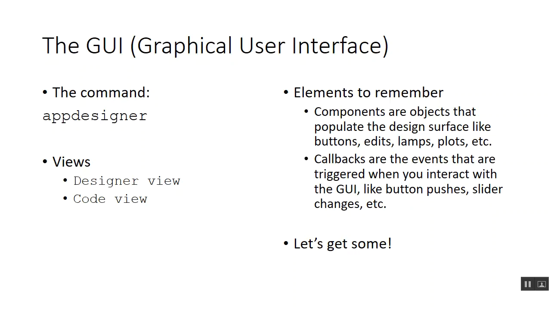So the things to remember, elements that we want to talk about for the App Designer, is first of all components. Components are objects that populate the design surface, like buttons and edits and sliders and plots and things like that. Components are like an element that you could interact with. A callback is an event that happens in response to what a user might do with a component. So in other words, if you clicked, used your mouse or your finger or whatever and pressed a button, that would generate a callback, or in other words, an event that would get triggered.